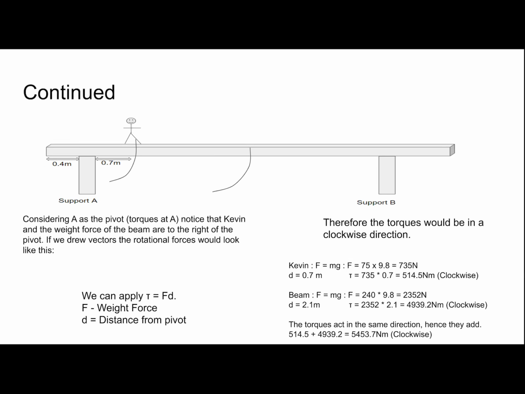And we should be able to work out our total numbers, okay? So for Kevin, it will be 75 times the gravity, which is 9.8. And that force is multiplied by the distance, and that should give us 514.5 Newton meters. For the beam, it is 240 kilograms times 9.8 meters per second squared downwards, and that's multiplied by the distance, which is 2.1 meters. Alright, in terms of finding the distance, you're wondering how I got this 2.1 meters.